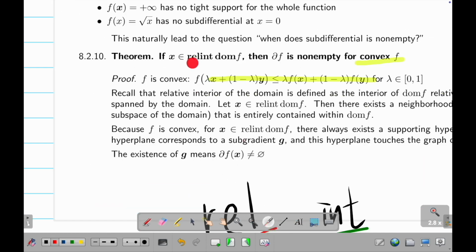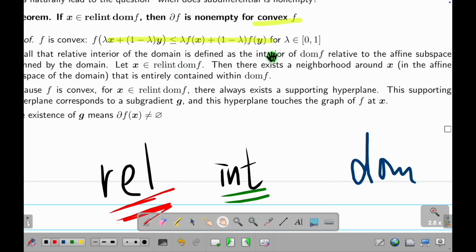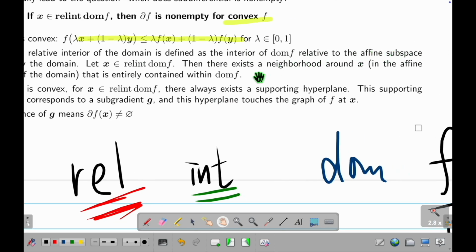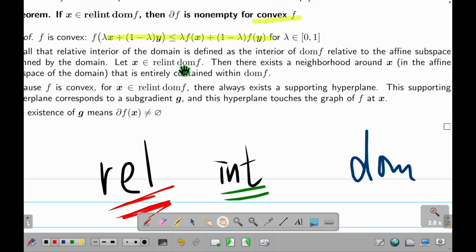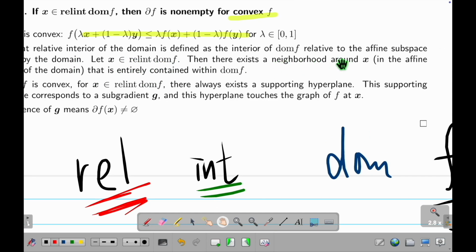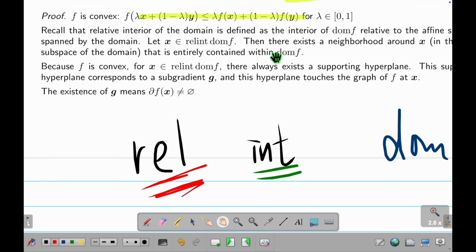regarding the ambient vector space, if I'm strictly inside the interior of domain F, removing the boundary, then a convex subgradient always exists. Now go back. The relative interior is the interior relative to the linear space spanned by the R^n Euclidean set. If this is true, that means I have a neighborhood around X in the affine subspace, in the definition of the vector space, that is entirely contained in domain F.